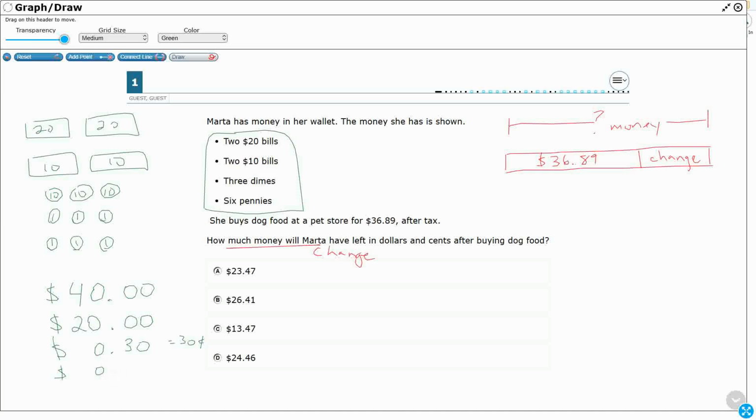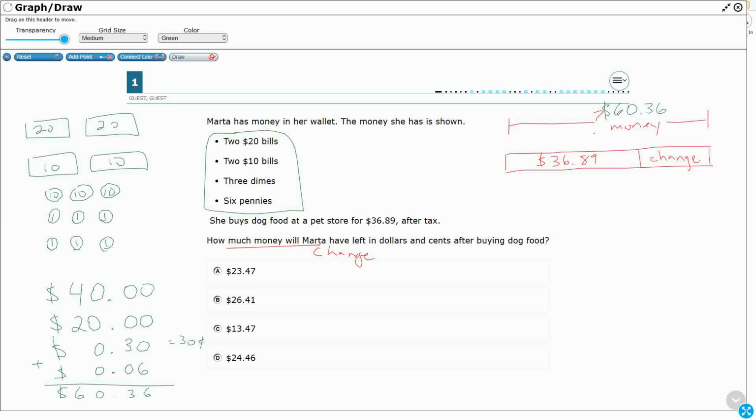Now, the tricky part is the 6 cents. If I put my 6 right here at the front, right after the decimal, that's actually going to be 60. So my 6 cents needs to go 0.06. Let's add that up. That's going to be 6. That's 3. $60.36. All right, so that's how much money we have right here. So I'm going to put $60.36. That's how much money Marta has.